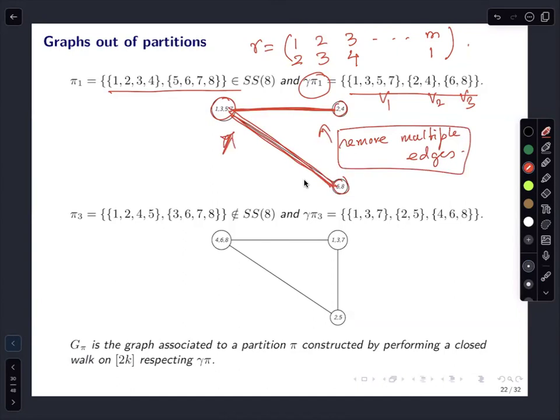Now, if I take a partition which is not simple symmetric, I see the graphs are not like trees, they have loops. So this is the main fact. And if I take a simple symmetric partition, these are all trees.